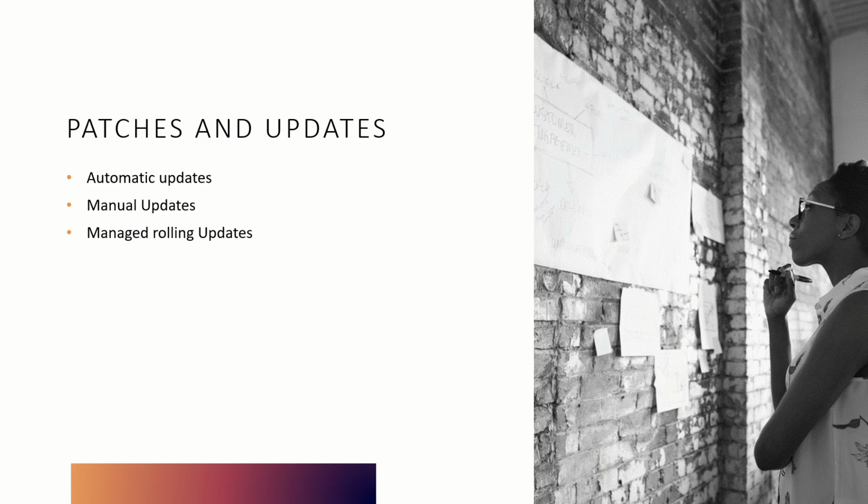Now, Google Cloud updates work differently depending on the service. They have automatic updates for base images and security patches, manual updates for deployments and environments via the console or CLI. And then they have managed rolling updates for instance groups to minimize downtime.